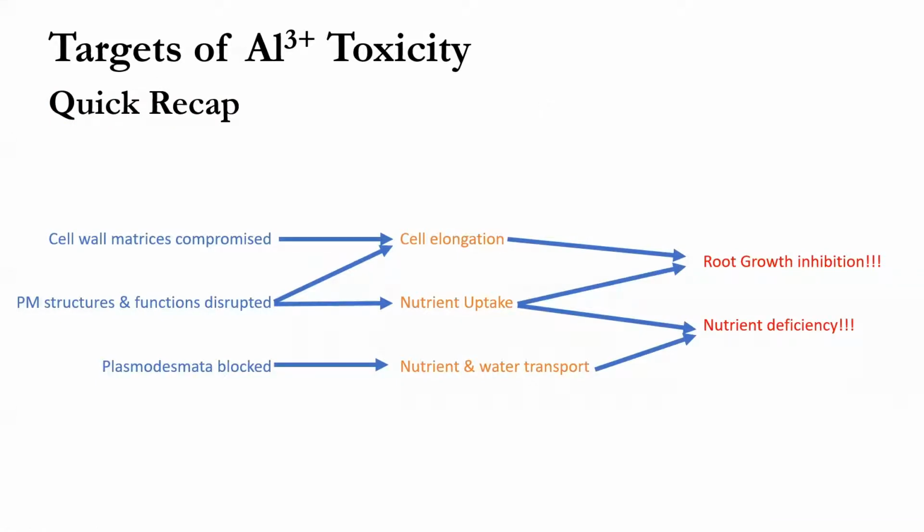So a quick recap of what we went through so far. Remember, the primary symptom of aluminum toxicity is root growth inhibition. So we have discussed how aluminum could rigidify cell wall, disrupt membrane-associated signaling and enzyme functions, as well as blocking plasmodesmata. These effects would inhibit root cell elongation and nutrient uptake. Coupled with the impaired nutrient transportation towards the shoot, we can now start to see why there would be signs of nutrient deficiency in the leaves. Of course, this diagram shown here is not the full picture, as we will see in the next few slides.